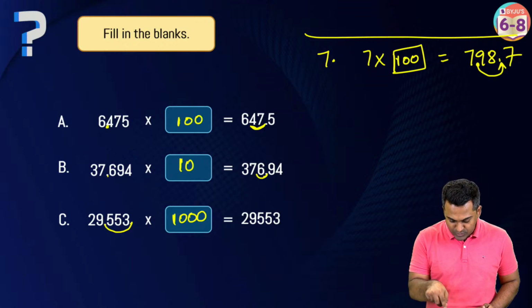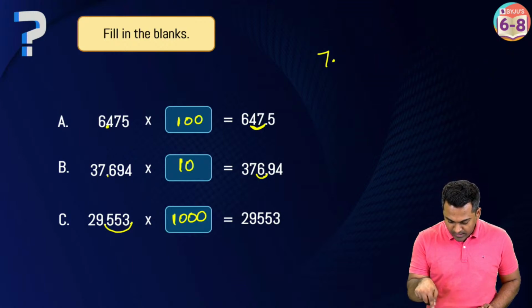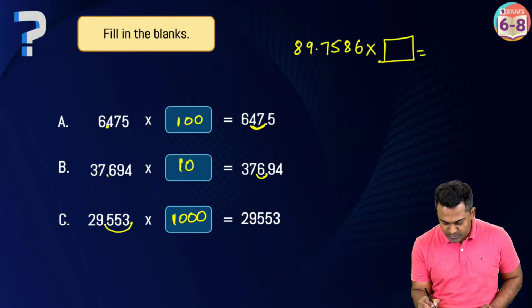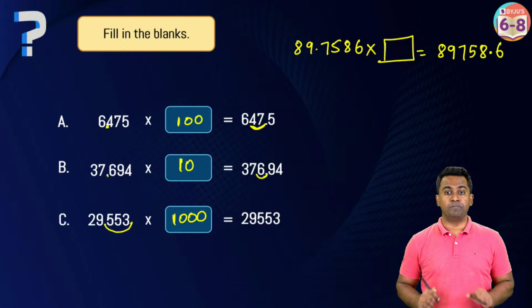Another example. Let's suppose, I'll rub this one off. I'll give you another example. Let's say 89.7586 multiplied with what is going to give me 89758.6. Tell me, what should I keep here?